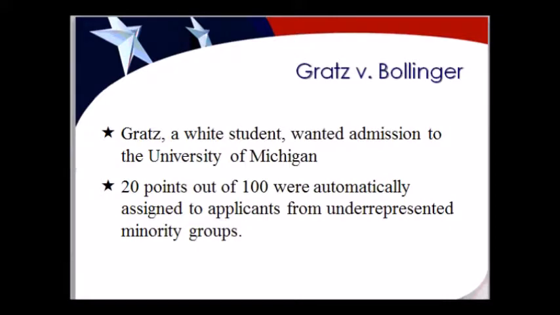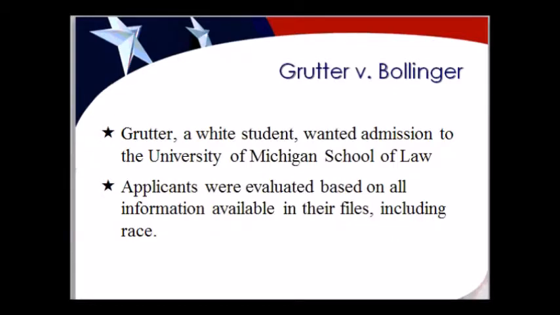Gratz versus Bollinger. Gratz was a white student who wanted into the University of Michigan. Twenty points were automatically assigned out of 100 if you were an applicant from an underrepresented minority group. How did the Supreme Court rule on this case? We'll get to that in a second. Grutter versus Bollinger. At the University of Michigan School of Law, Grutter was a white student who wanted into the University of Michigan. The applications were evaluated based on all information available in their files, and race was one of the factors. How did the Supreme Court rule on this? We'll get to that in a second.